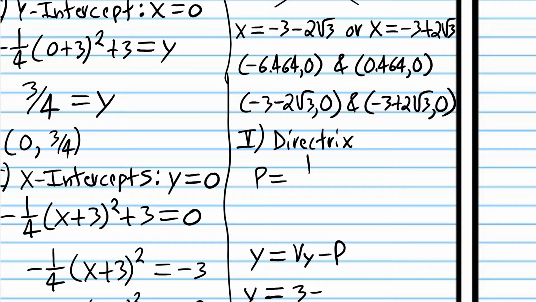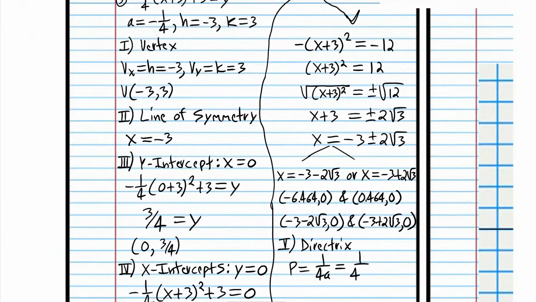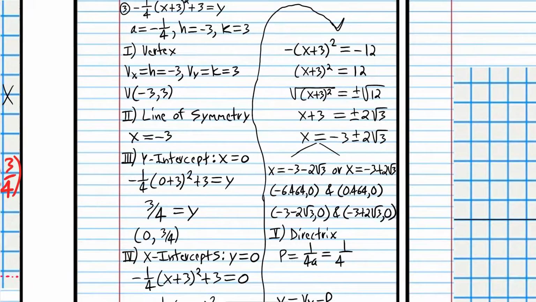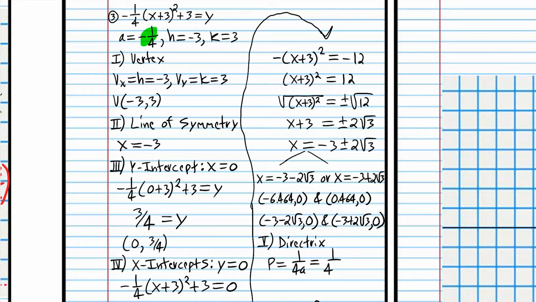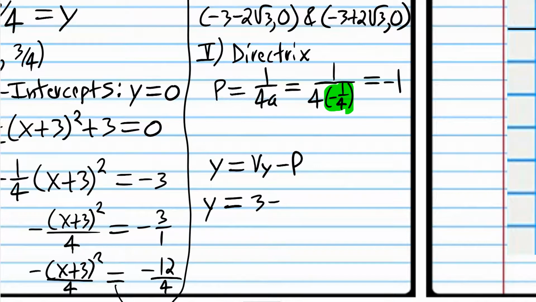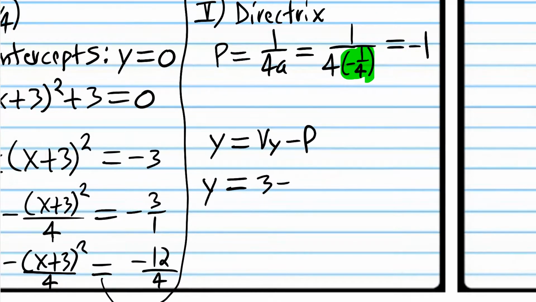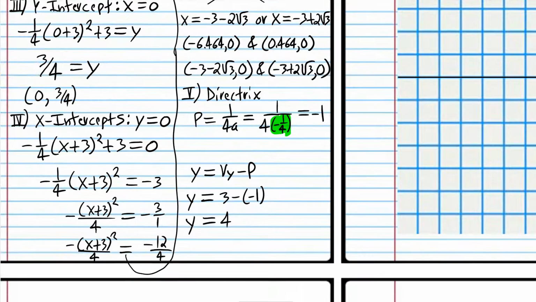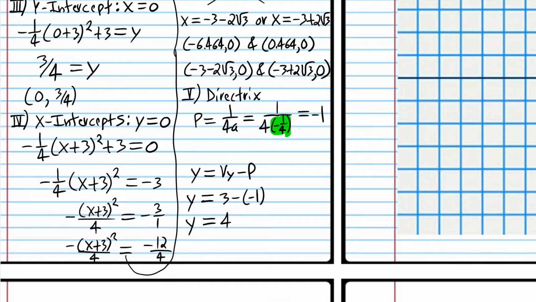So p is equal to 1 over 4a, and a is equal to negative 1/4. So I'm going to color that green, and if you simplify that, you get negative 1. So we have 3 minus negative 1, so that becomes a positive, so 3 plus 1 is 4. So the equation of the directrix is y is equal to 4.